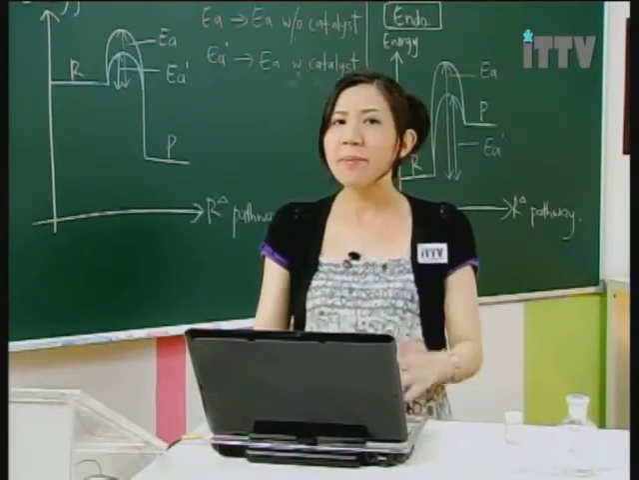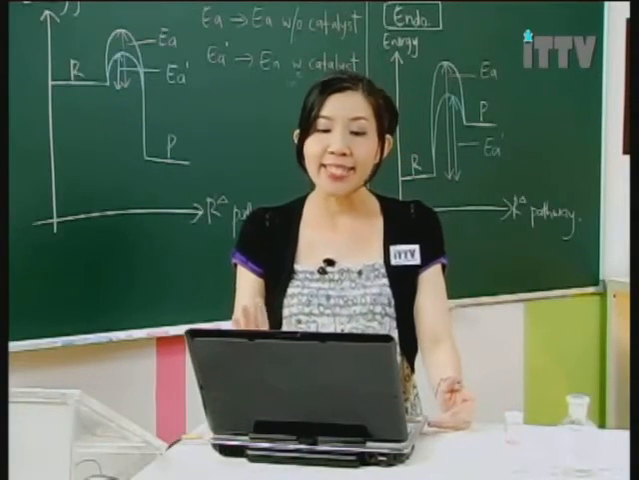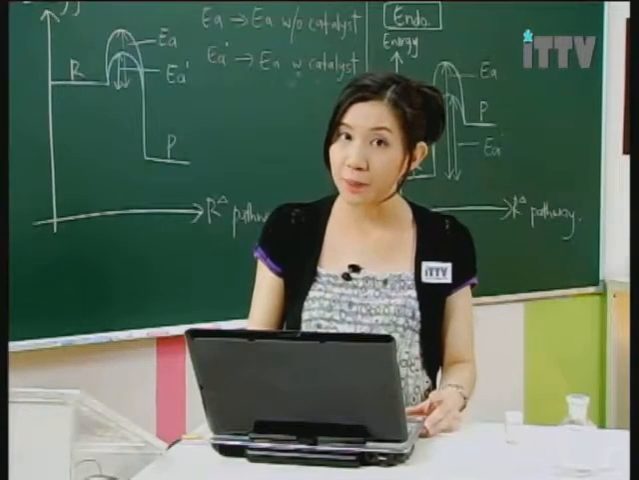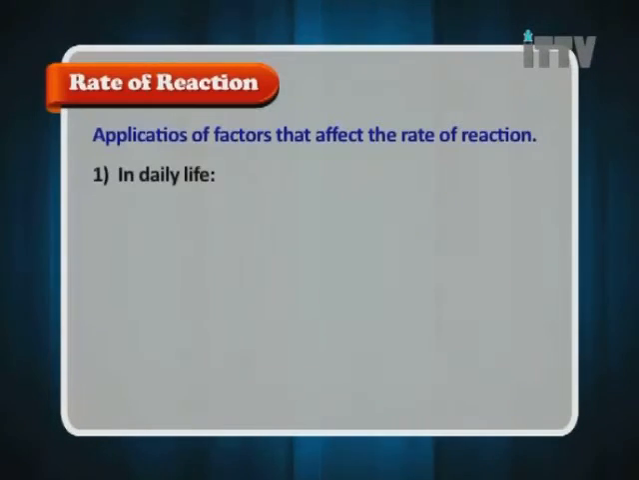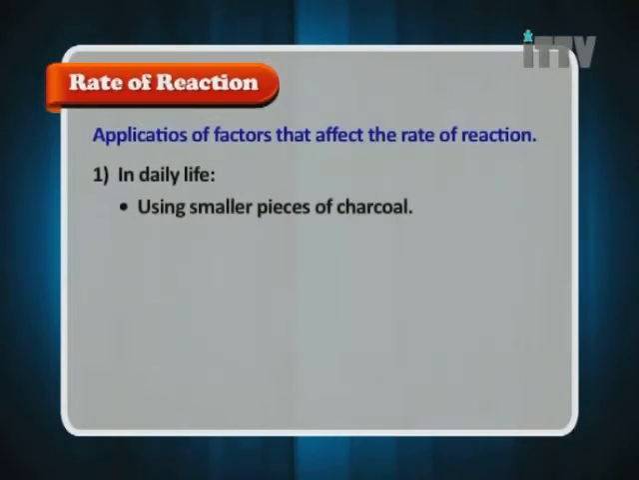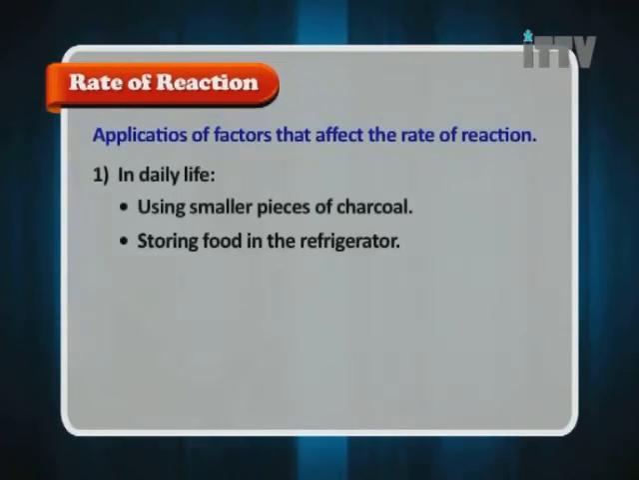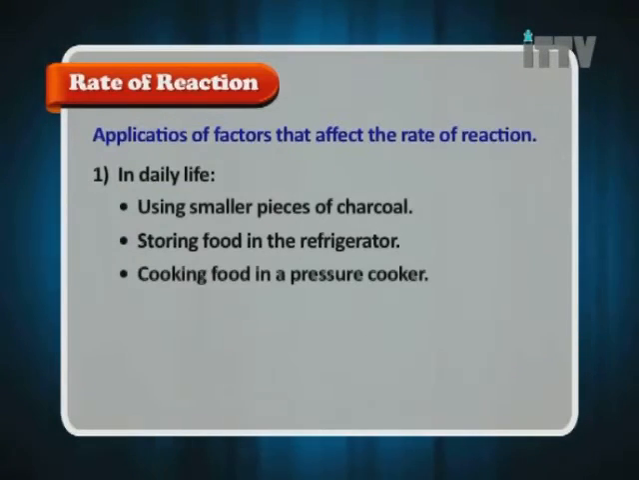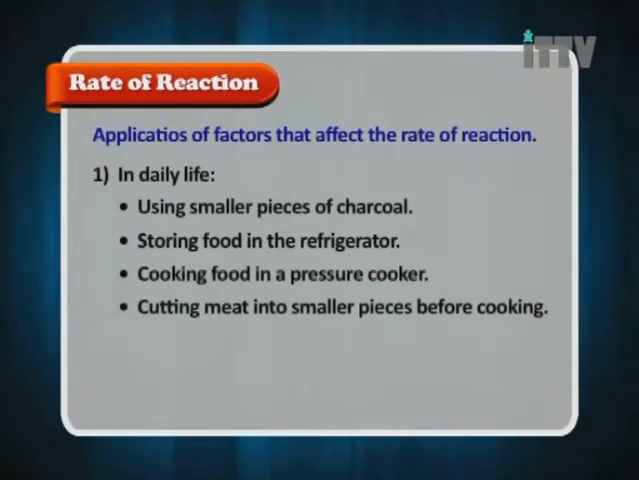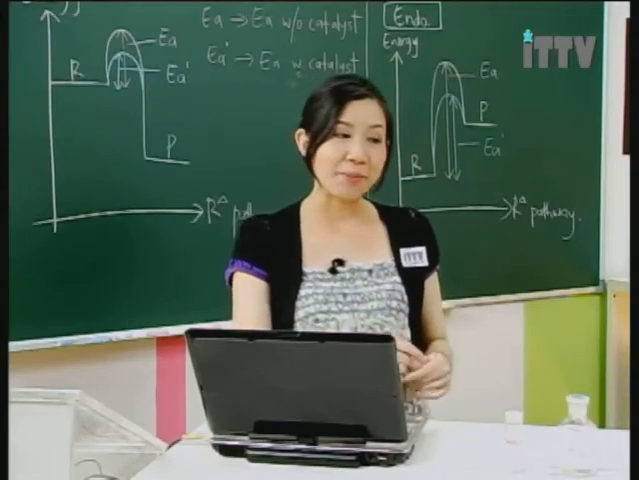So, what are some applications of these factors that affect the rate of reaction? Here are some examples. In daily life, by using smaller pieces of charcoal, storing food in a refrigerator, cooking food in a pressure cooker, and cutting meat into smaller pieces before cooking. So let's look at this simple example.